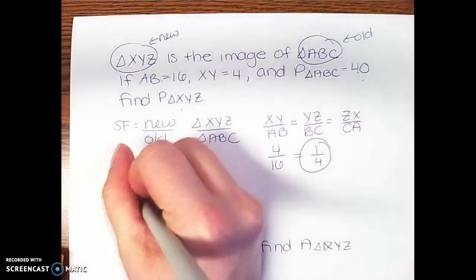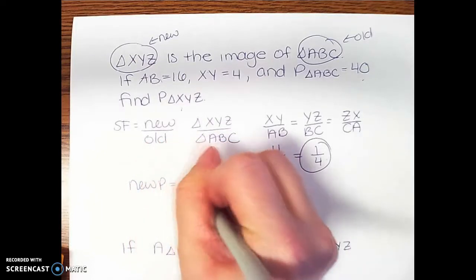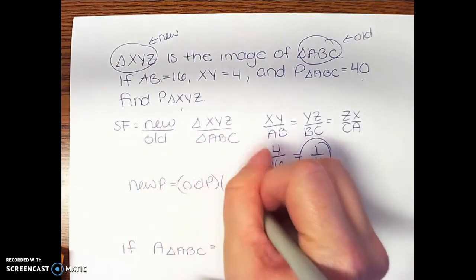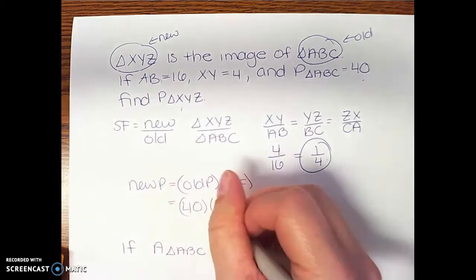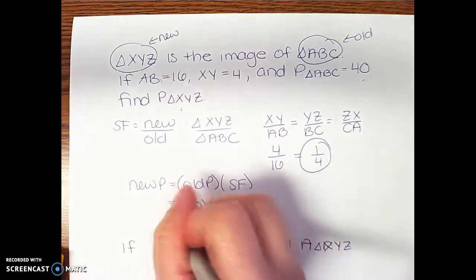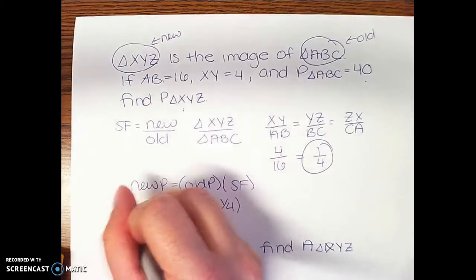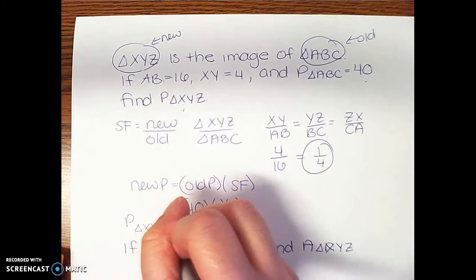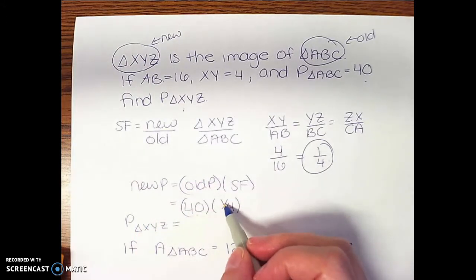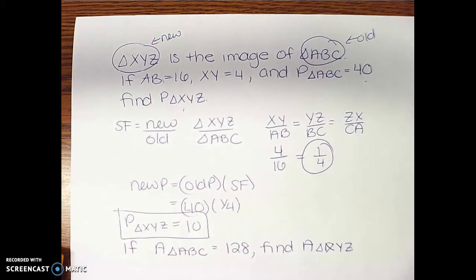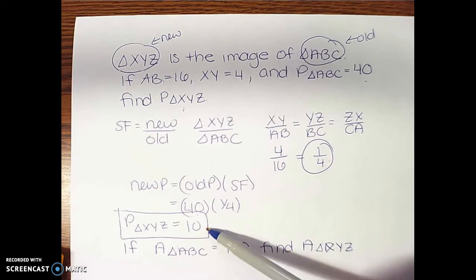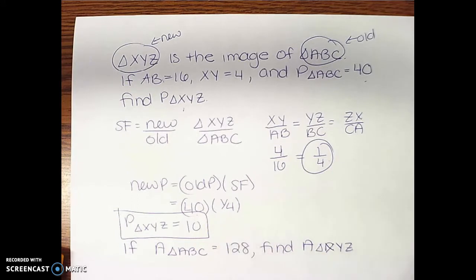So now I want to find my new perimeter. It's equal to my old perimeter times my scale factor. My old perimeter is 40 times my scale factor of 1/4 gives me a new perimeter, which is, by the way, the perimeter of triangle XYZ. 40 times 1/4 is equal to 10. That's my new perimeter. Okay, that makes sense because if my scale factor is 1/4, my figure is getting smaller, so my perimeter should be small. My new perimeter should be smaller.